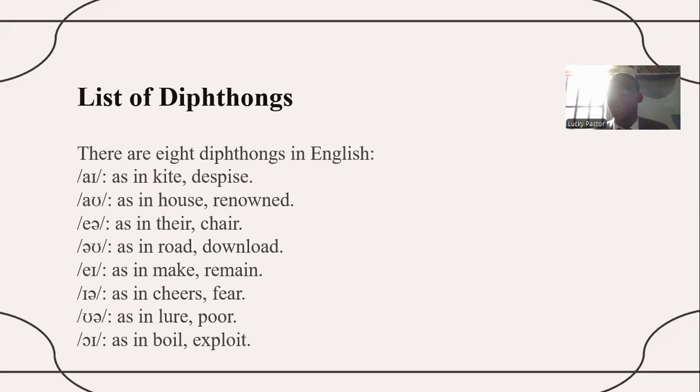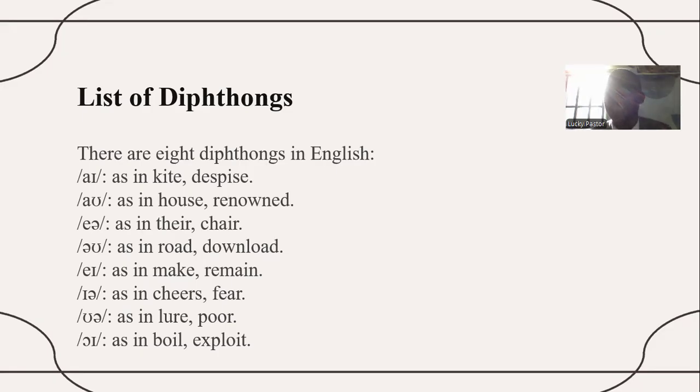where we have the oo sound. That's a glide from the oo sound to the schwa sound. And you can find it in words like Leo, poor, right? Oo to schwa sound.